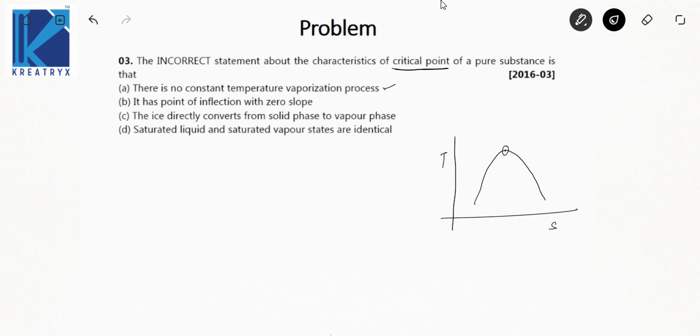Second, it has a point of inflection with zero slope. Yes, this is a point of inflection with zero slope. It is also correct. Third, the ice directly converts from solid phase to vapor phase. No, this is wrong because it is the liquid which converts directly to vapor phase. It directly flashes into vapor phase. No need to check the fourth option, but yes, we will check it, and you should check it too. It gives more assurance. So option D is saturated liquid and saturated vapor states are identical. Yes, it is correct. Okay, so our answer is C.